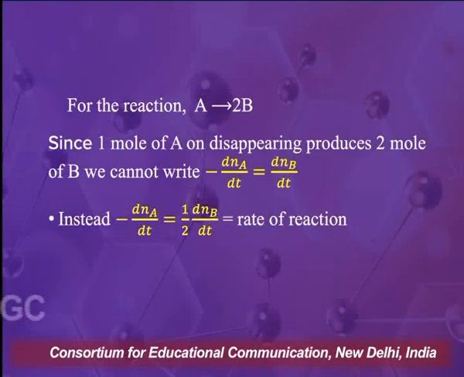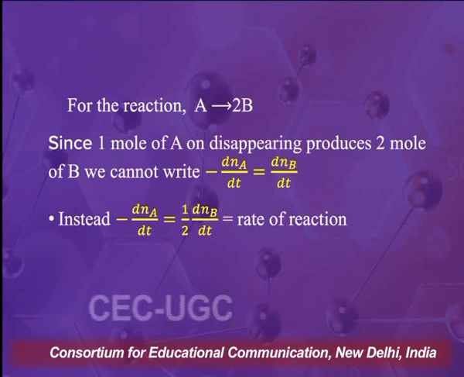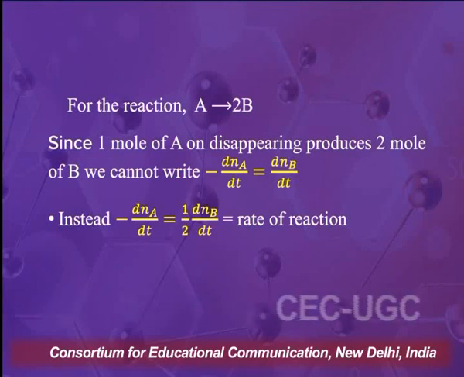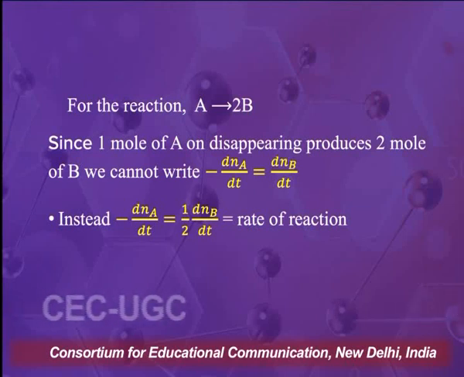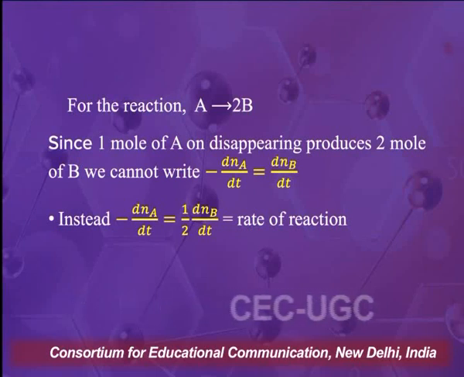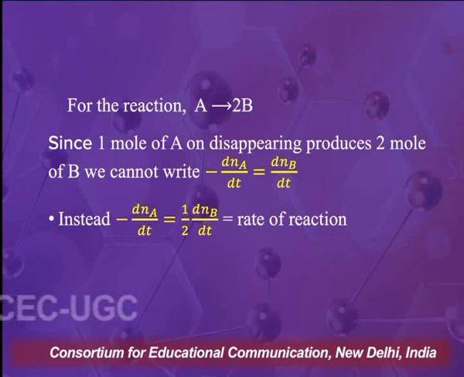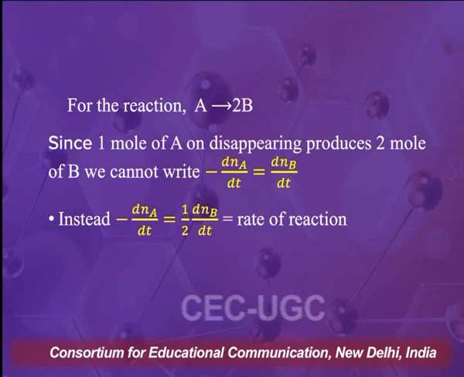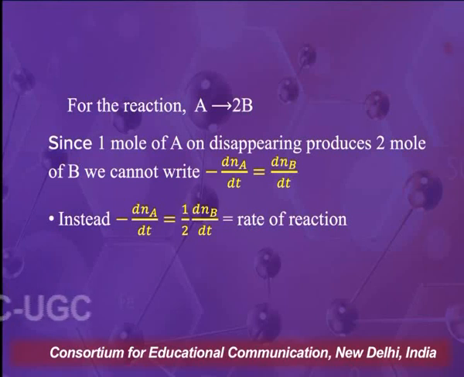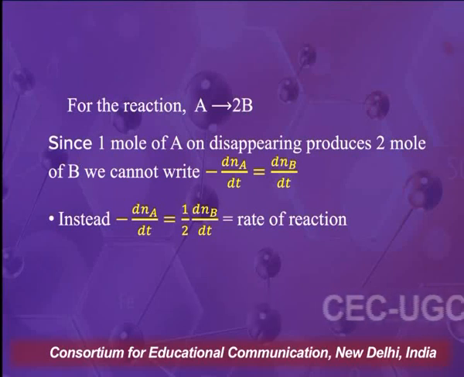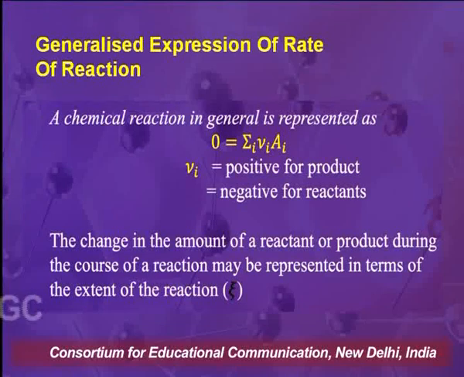Now, if we have a reaction A gives 2B, here 1 mole of A is disappearing and it produces 2 moles of B. So, we cannot equate the two rates, minus dnA by dt is equal to dnB by dt. Instead, we have to divide the rate of appearance of the product by the stoichiometric coefficient, that is 2 here. So, minus dnA by dt is equal to 1 by 2 dnB by dt, and this can be written as the rate of reaction. We can find a generalized expression for the rate of a reaction.